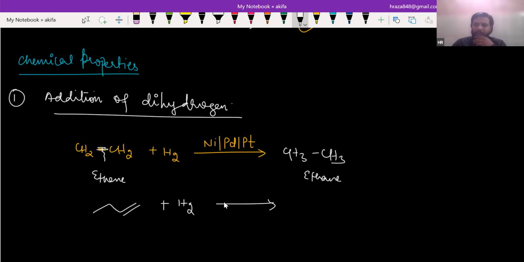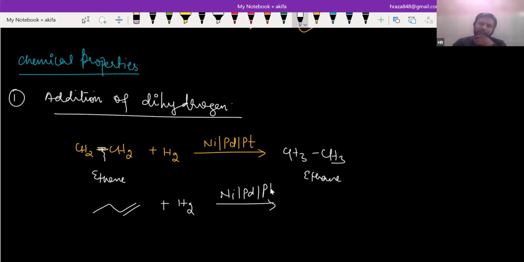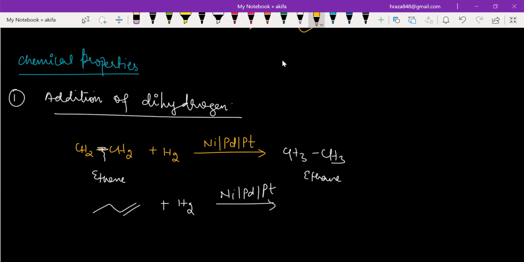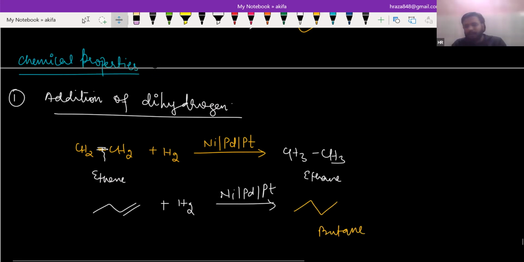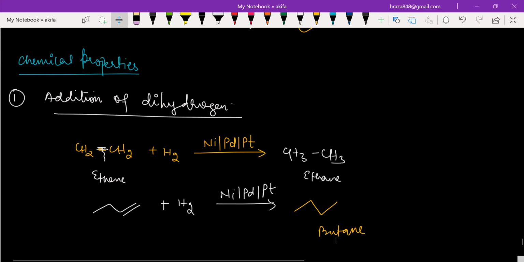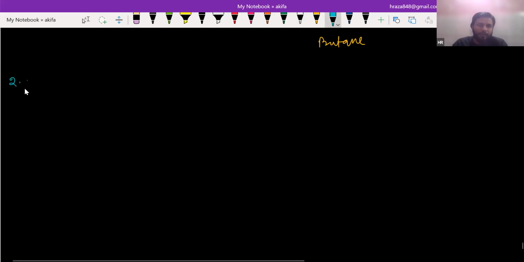Is this okay with you? Okay. Let me know the name of the product. Butane. Very good. The name of the product will be butane. Can I change the slide? Yes.